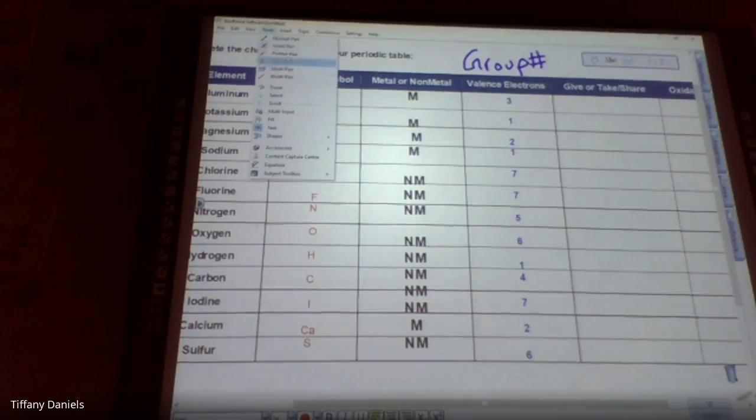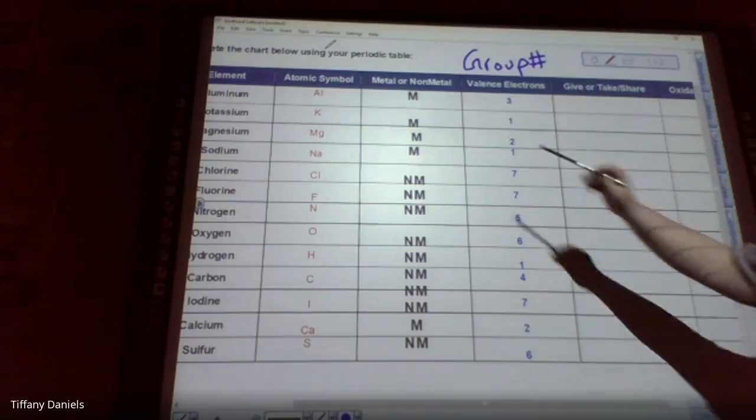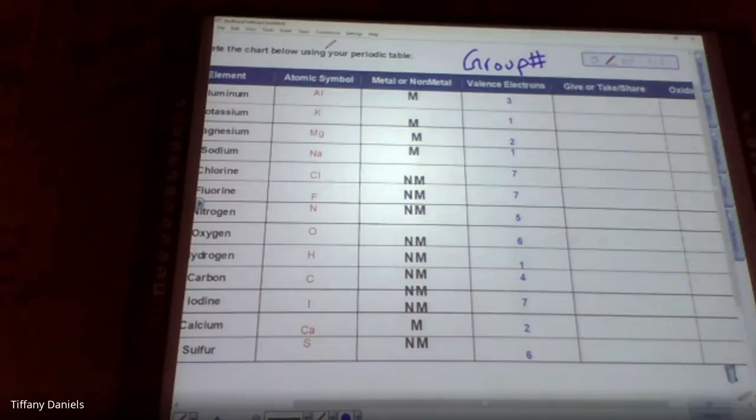Now, how do we remember how to tell if it's going to give or take and share? Go ahead. Yeah. Their goal is to get to 8 or to get to 0, and if it requires more than 4, depending on where it's at, it goes up. Okay, that's excellent. I can simplify that a little bit for you. If it's a metal, it's going to give away.